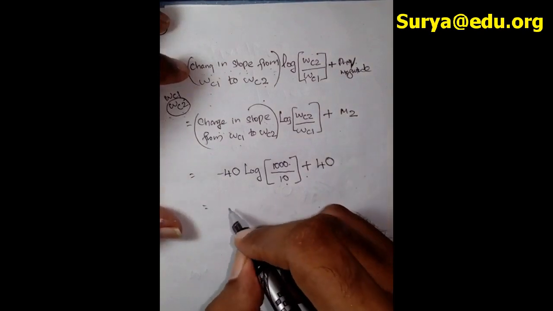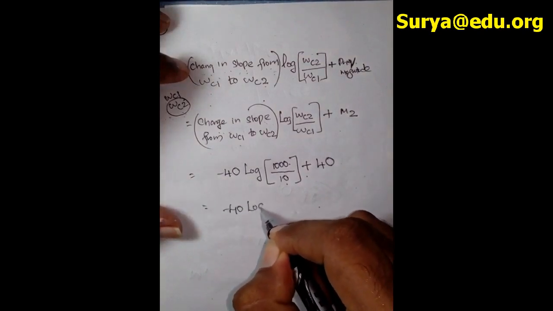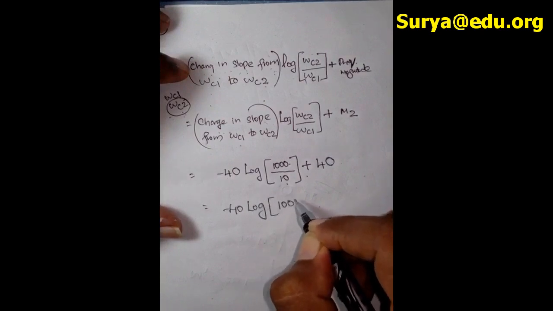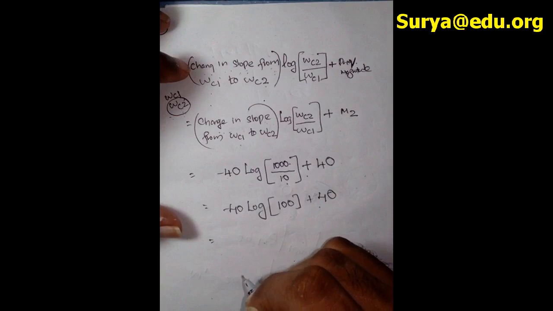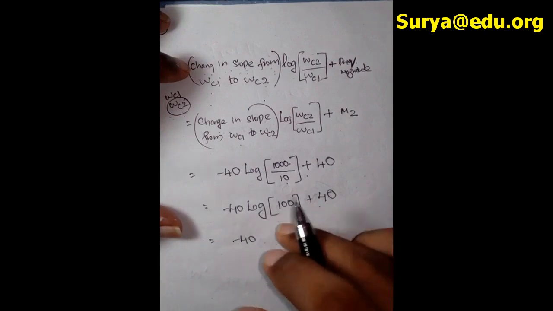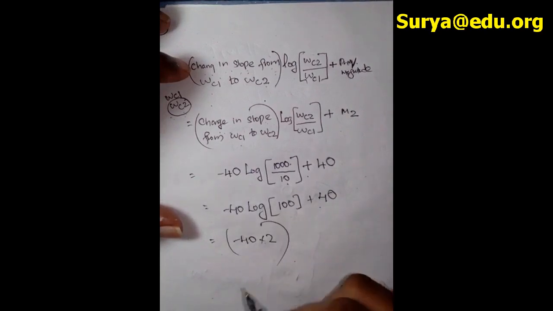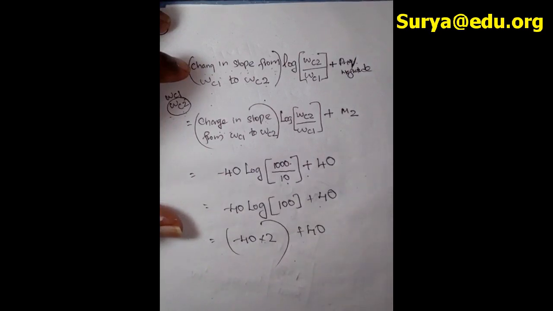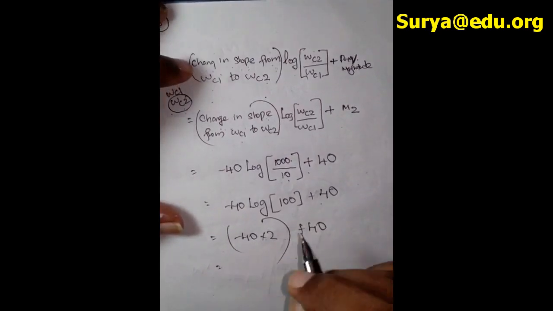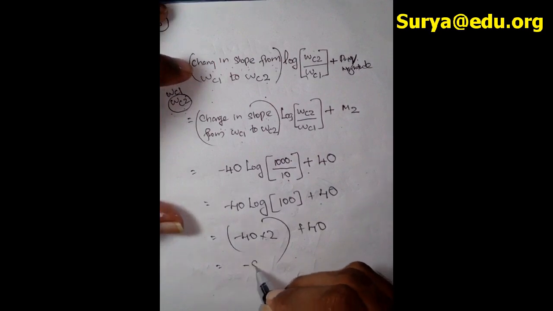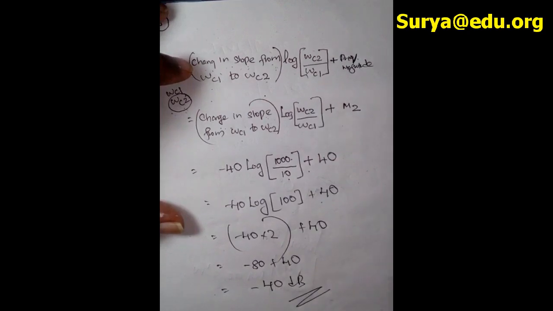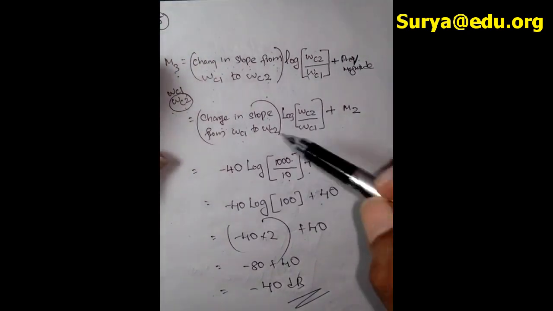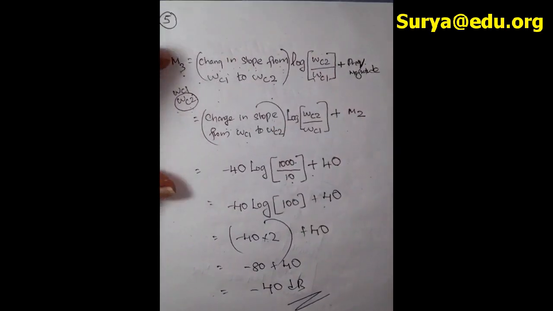So it's easy. Minus 40 log, this will be 100 plus 40, so log of 100 will be 2, right? Plus 40, right? So minus 40 into 2 will be minus 80. Minus 80 plus 40 will be minus 40 decibels, right? So it's very easy. So that's how we calculate M3.